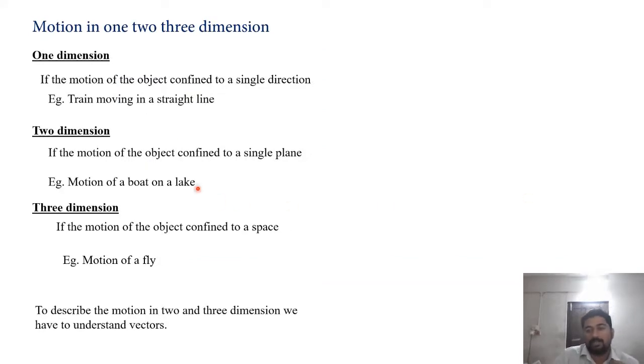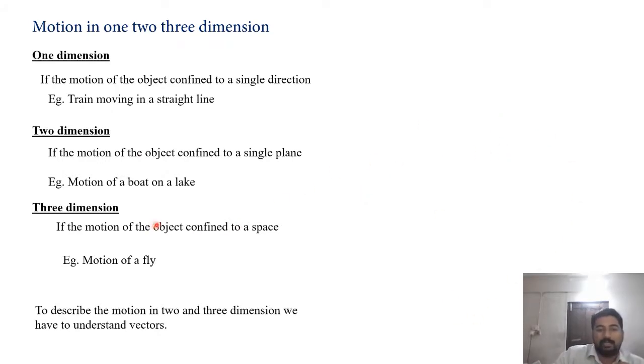In the last chapter we discussed motion in 1, 2 and 3 dimensions. I think you have an understanding of what 1, 2 and 3 dimensions are. In 1 dimension, the motion of an object is confined to a single direction, a straight line, like a train moving on a straight line. In 2 dimensions, the motion is confined to a plane.